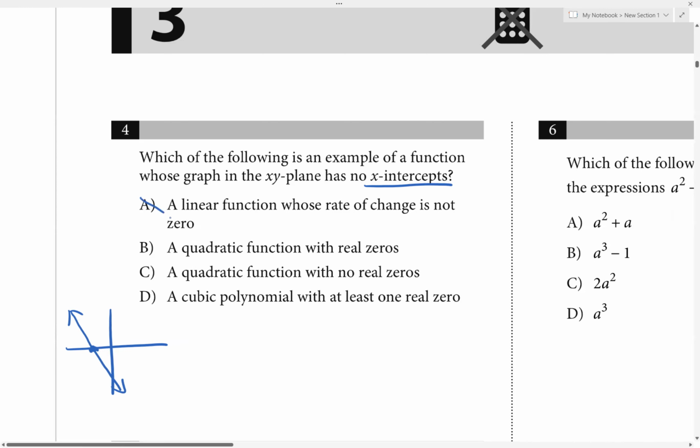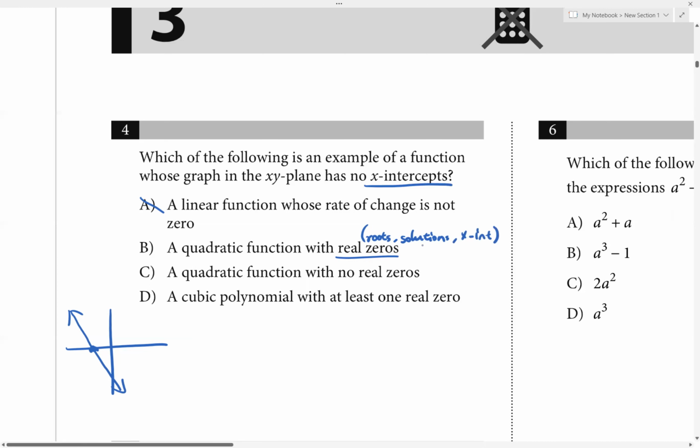We're looking for something that does not have an x-intercept. Okay, let's look at B. B says a quadratic function with real zeros. If we think about the graph again, a quadratic function will give us a parabola. And with real zeros, sometimes they call it zeros, you can also call it roots, or solutions. These are all interchangeable, right? So that means for what x value makes the y value equal to zero. And graphically speaking, the zeros are going to be our x-intercepts.